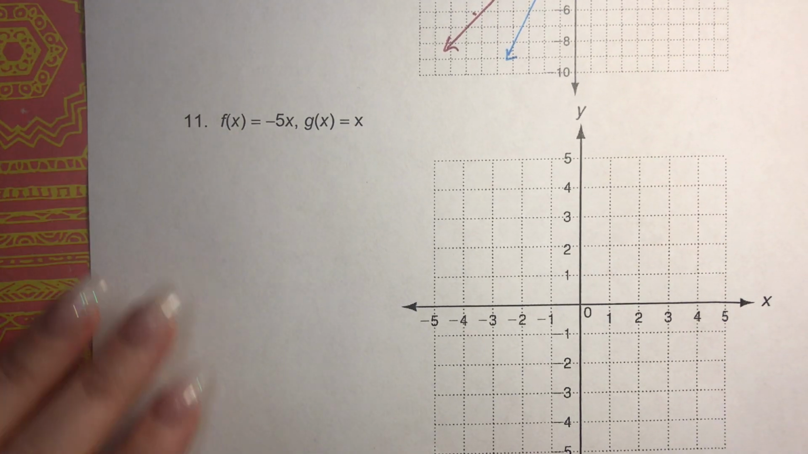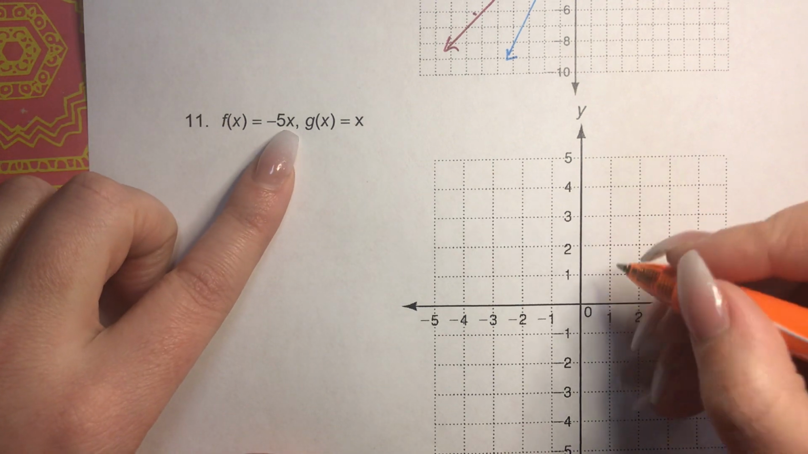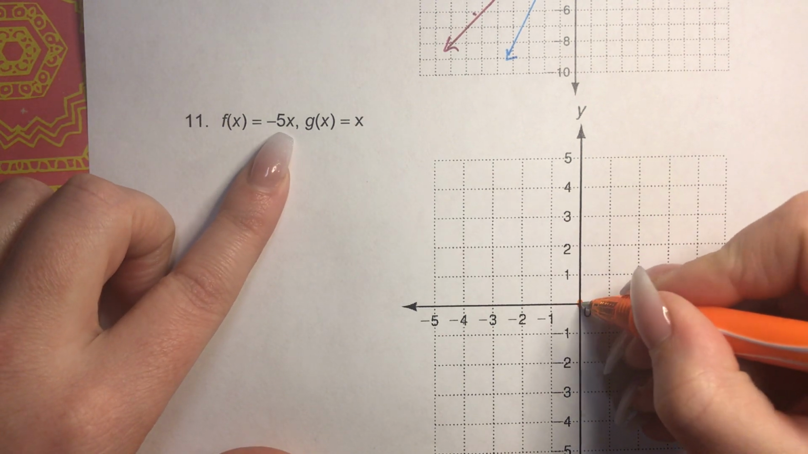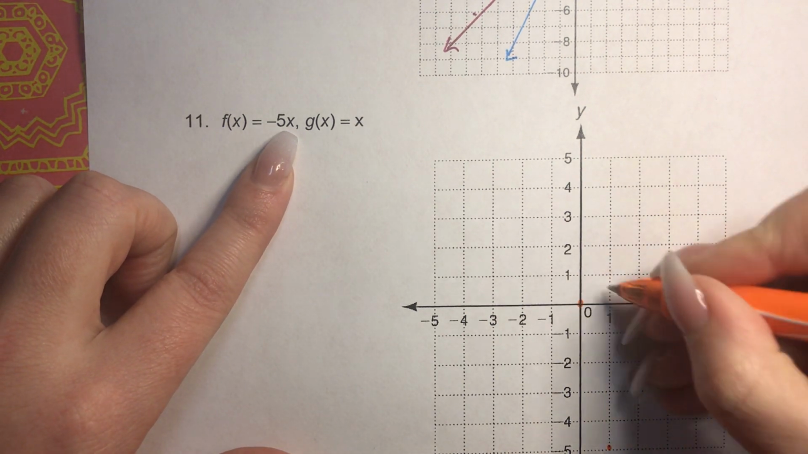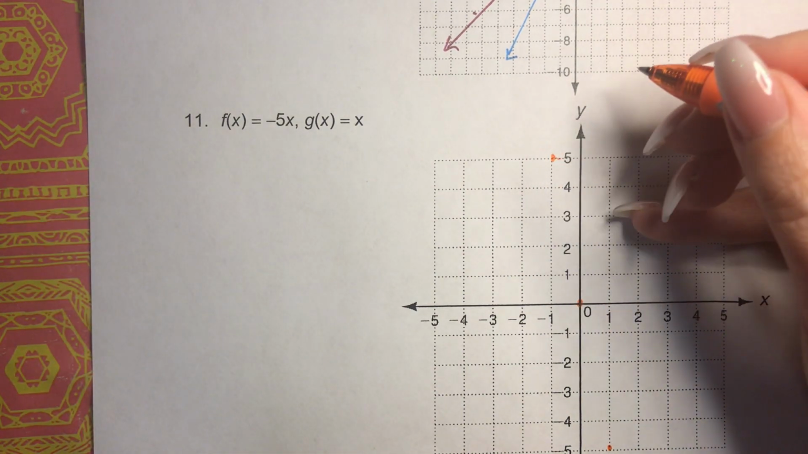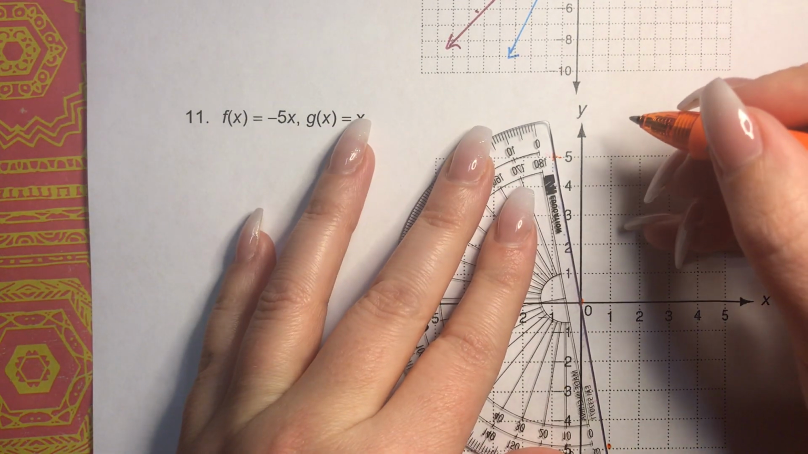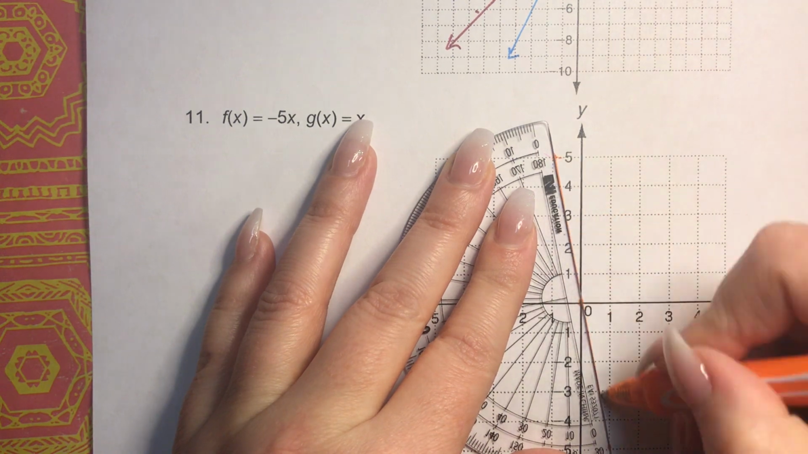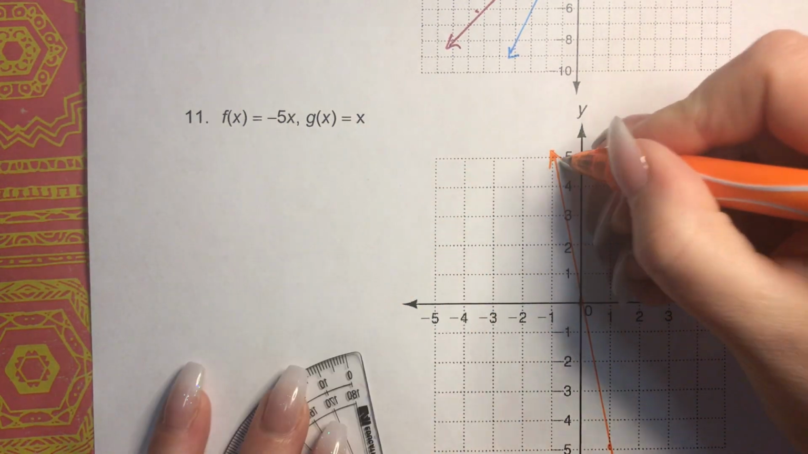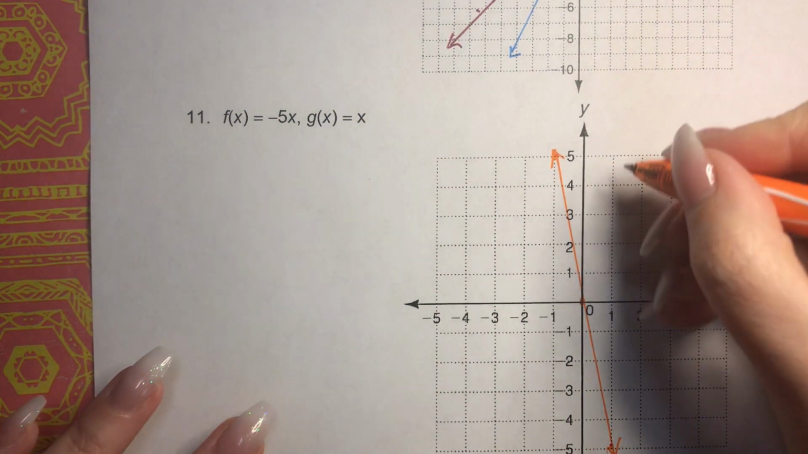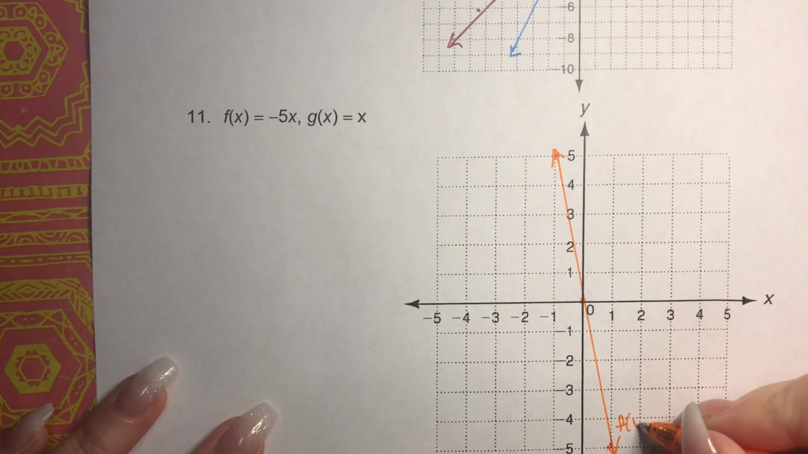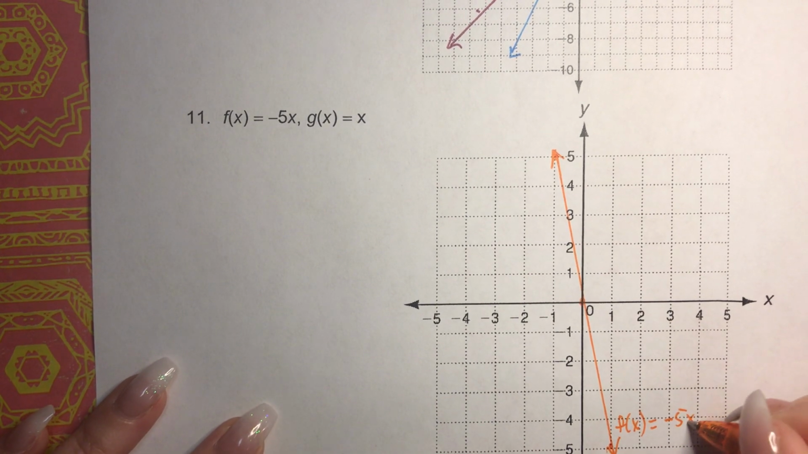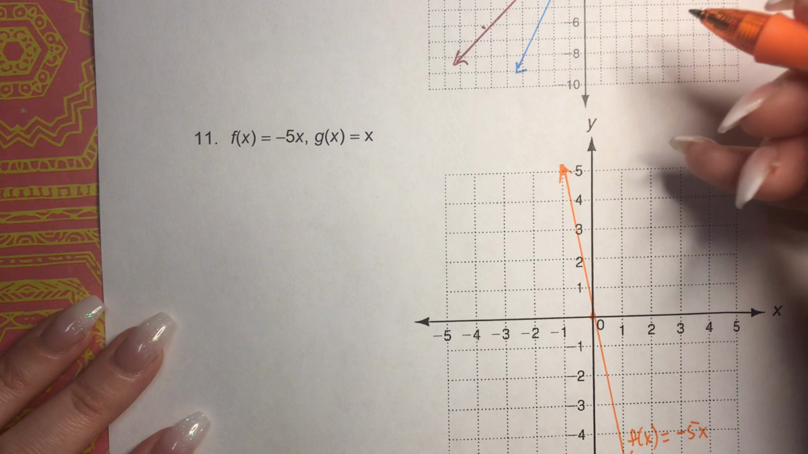So let's go ahead and do that. Let's graph this first. So f of x equals negative 5x. So the y-intercept is 0, and then we go down 5 and over 1. Opposite would be there. So I'm going to go ahead and graph that and then label it as f of x equals negative 5x. So we're going to do that rotation first, right?